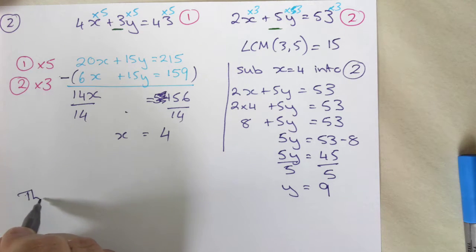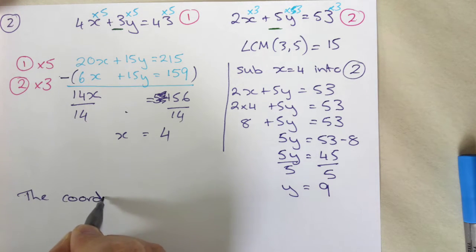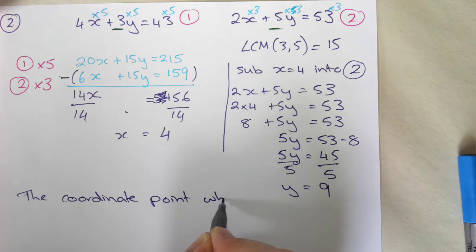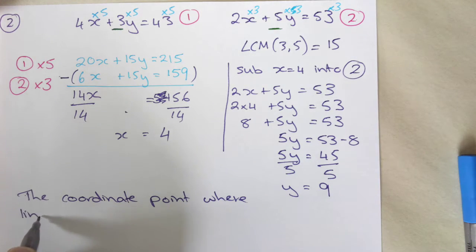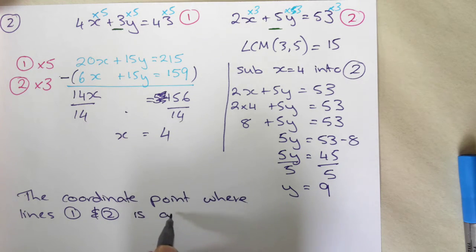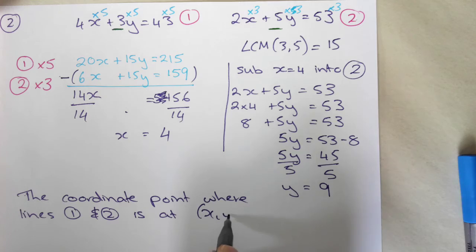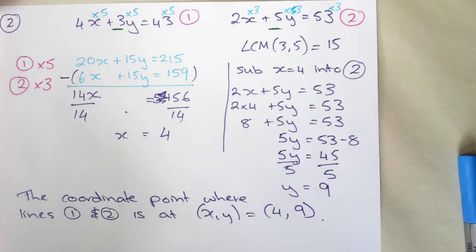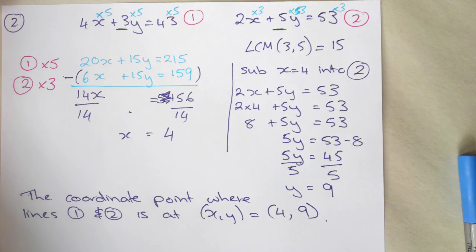So then we can say the coordinate point where lines 1 and 2 meet is at x comma y, where x is 4 and y is 9. And there is our solution.